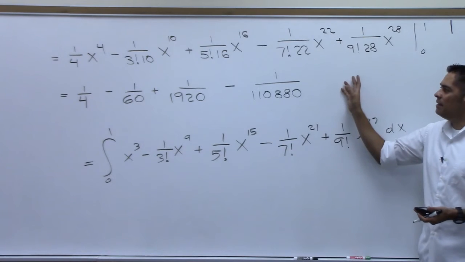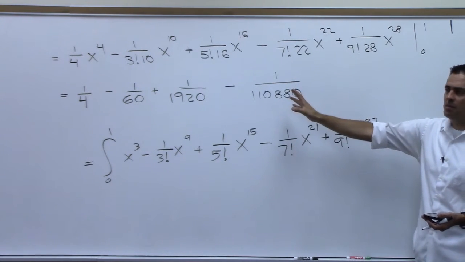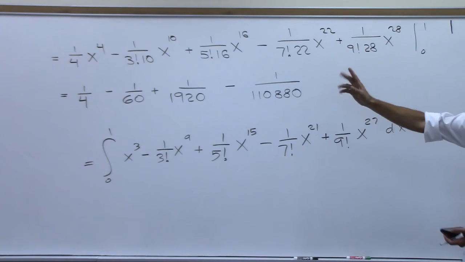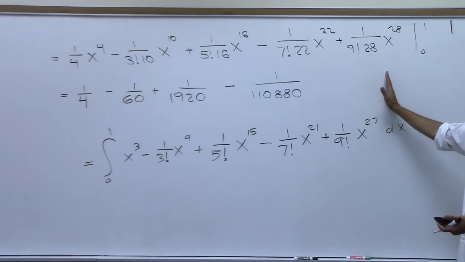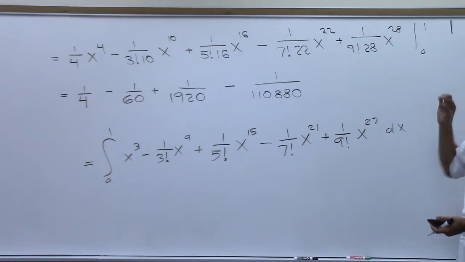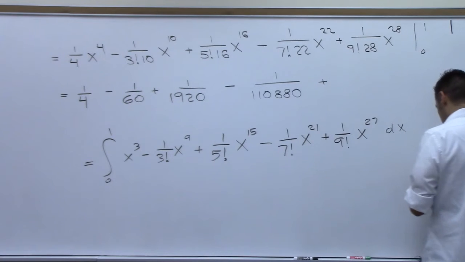Which means that my answer is going to be pretty darn close pretty soon, right? It doesn't matter if I go out like the first 1, 2, 3, 4, 5, right? The first 5 terms aren't going to be much different than the first 100 terms because they're so small at the end. I'll do one more.